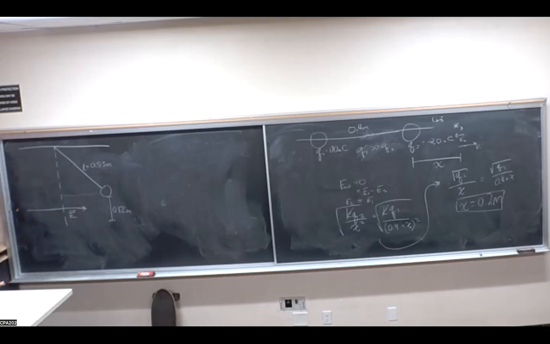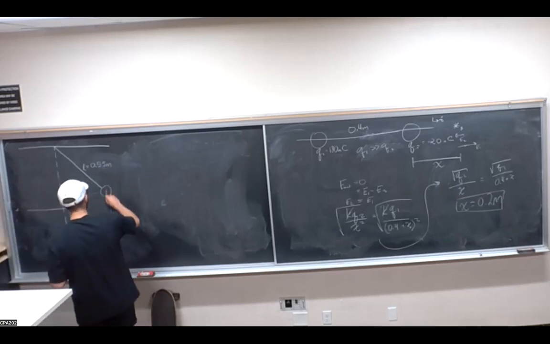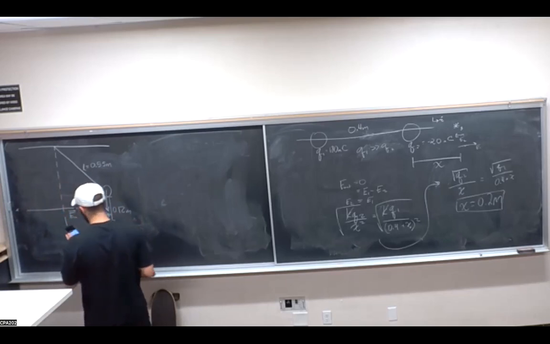Okay, we have our electric field, and now we can draw our forces. So we're given a mass. We know that means there's a gravitational force. Gravitational force always points straight down. So there's our gravitational force.